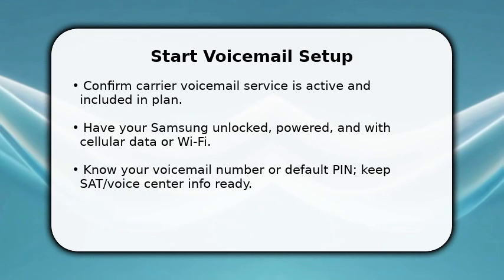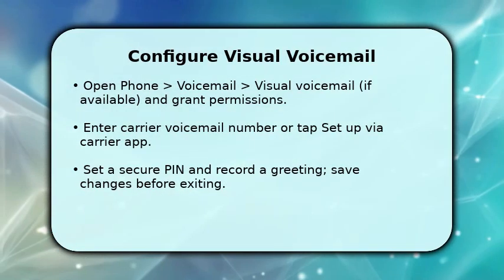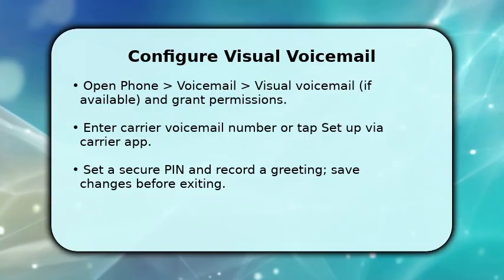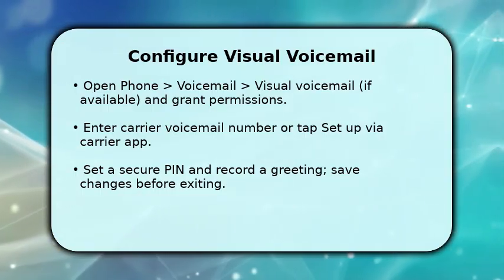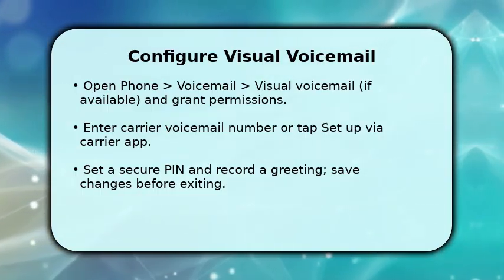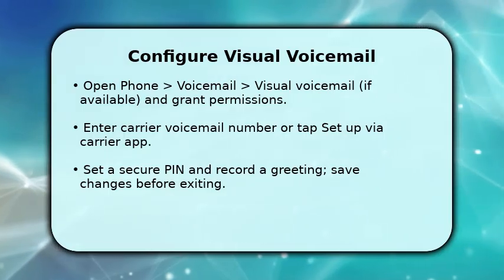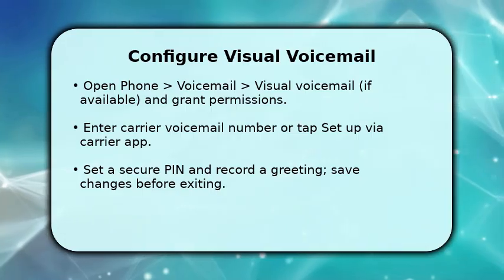Now you configure visual voicemail or the standard dial in mailbox. If visual voicemail appears, grant microphone and storage permissions so messages can download and play. Once permitted, enter the carrier voicemail number or follow the prompt to download the carrier app. This syncs message headers and audio.